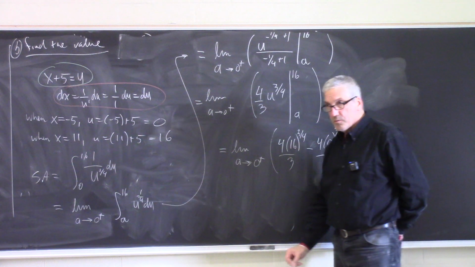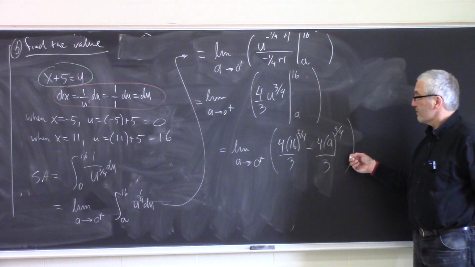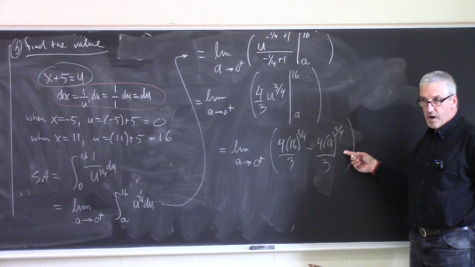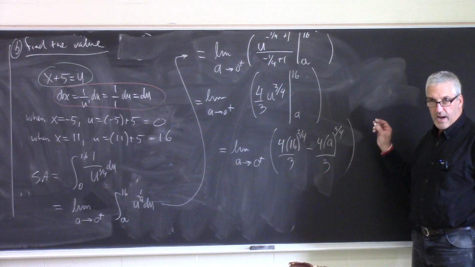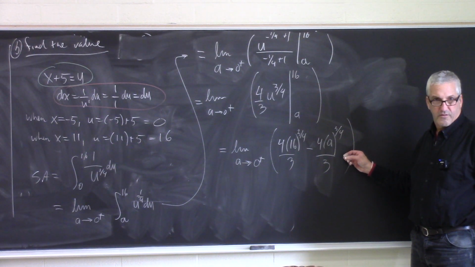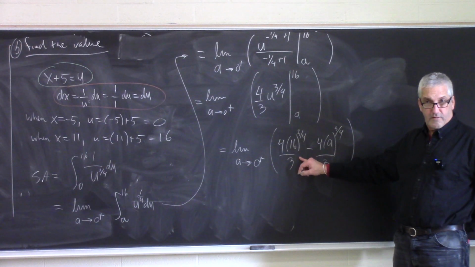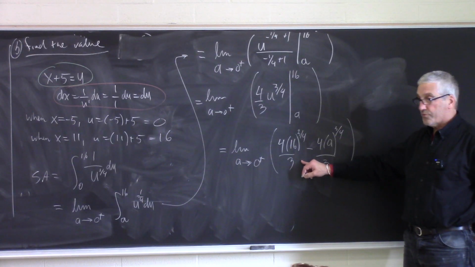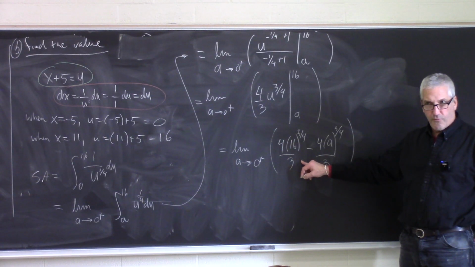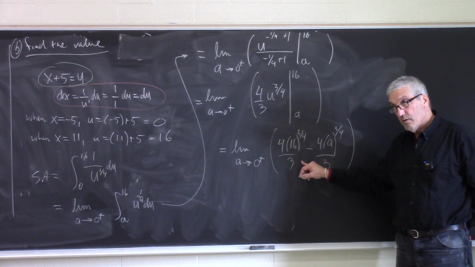All right, so who can help me with that limit? What's the limit as a approaches 0 from the right of a to the 3/4? Just going to be 0. And what about this thing? 4 times 16 to the 3/4 over 3. What's 16 to the 3/4? 8. Can you explain that?